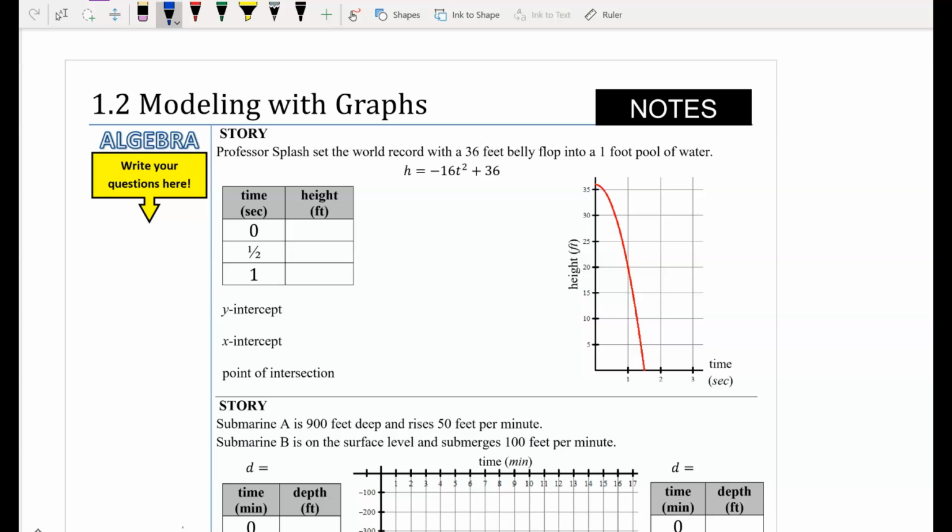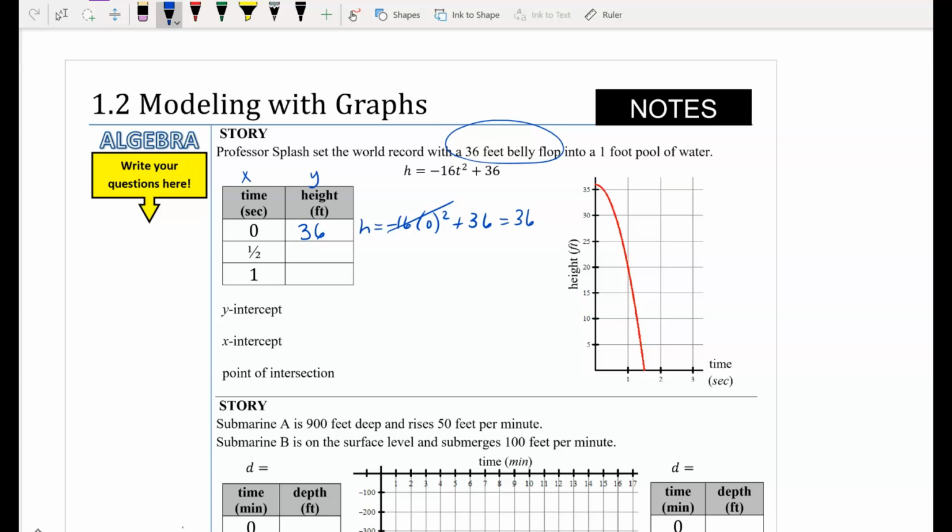So to fill out the table, the time is x and the height is the y value. I can substitute 0 for the time in the equation. So the height is equal to negative 16 times 0 squared plus 36. And I can do that arithmetic by hand, or I can put it in my calculator. Remember, exponents are first, so 0 squared is 0. Then that gets multiplied by negative 16, which is still 0. And when we add 0 plus 36, we get 36. Of course, we knew that because it was a 36-foot belly flop, but that just lets us know our equation is working.